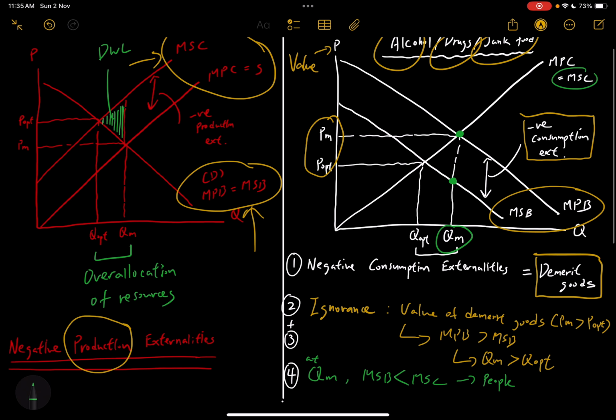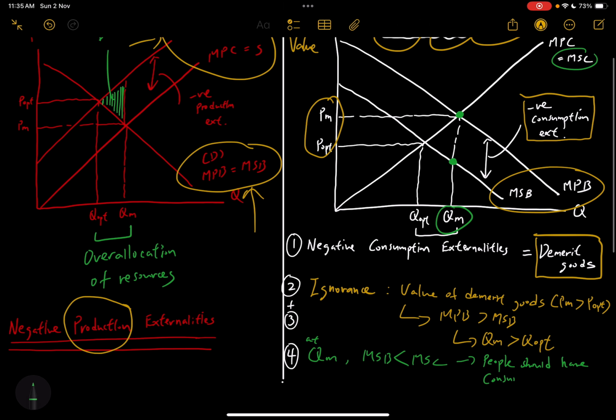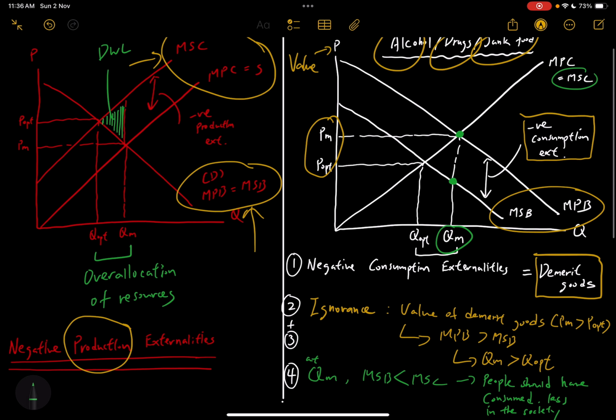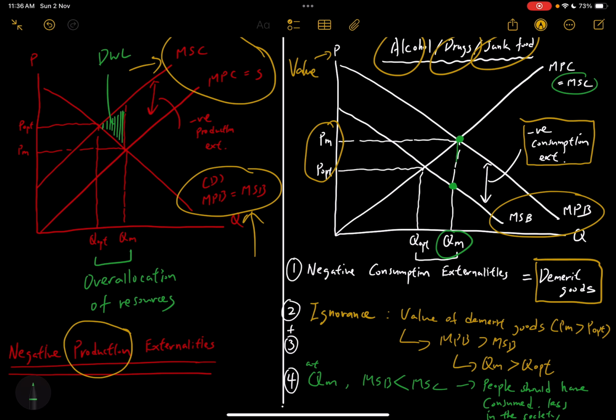people should have consumed less in the society. Okay, all right, yeah. And from there, this green line here, the green line between MSC and MSB at QM, that is pretty much the market failure, or you could say the deadweight loss that we can discover at this point.